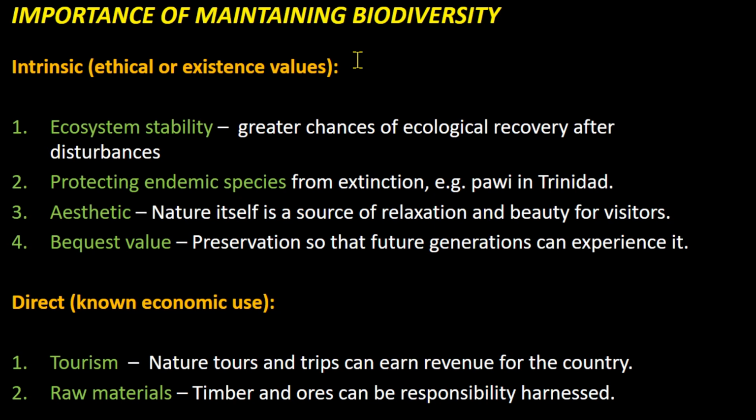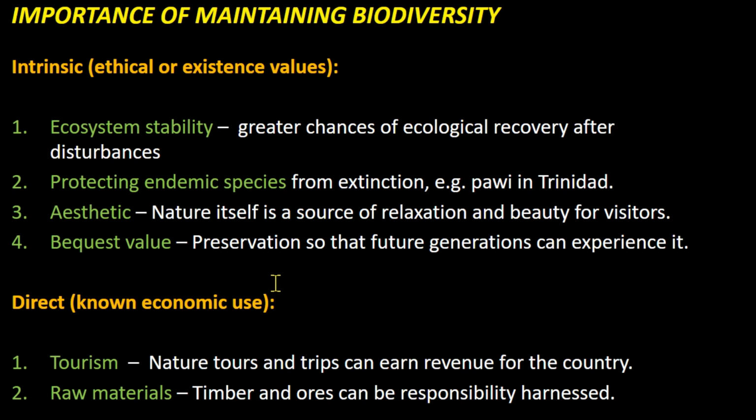So one is the ecosystem stability, greater chances of ecological recovery after disturbances. Two, protecting endemic species from extinction. Those are species that are only found in that particular country or area. For example, the Pawi in Trinidad, it's a shame when that species goes extinct. The aesthetic value. This is basically how good it looks. Nature itself is a source of relaxation and beauty for visitors. To get rid of that would lead to, well, fewer places they could post on Instagram. The bequest value.